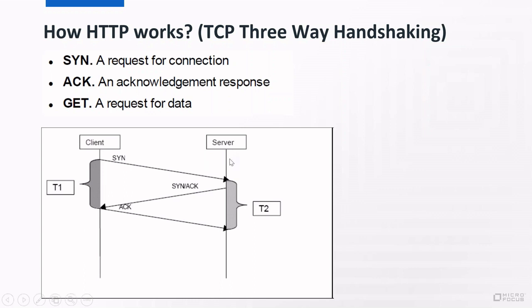When a client wants to talk to a server, it will send a SYN message to the server. The server will send an acknowledgement, saying hello, I have received your hello, and its own hello. Then the client will say, I have received your hello, and now the connection is established between the client and server. This is called the TCP three-way handshake. This is very important.